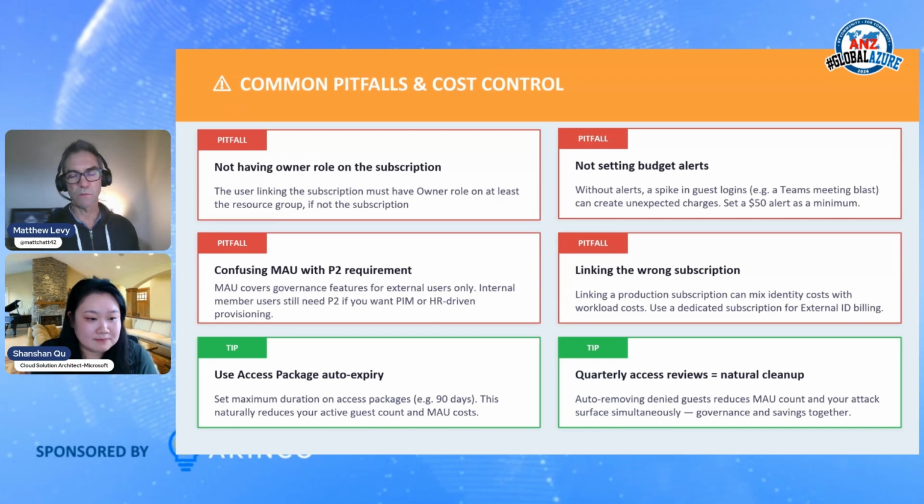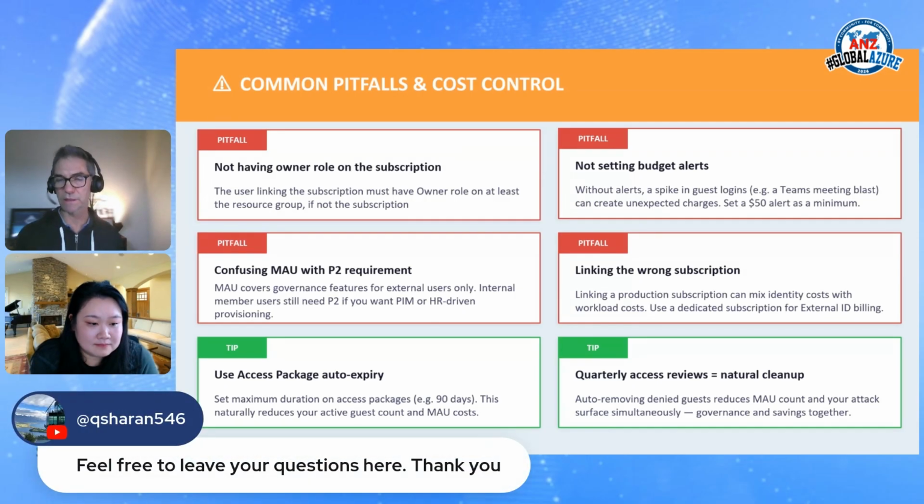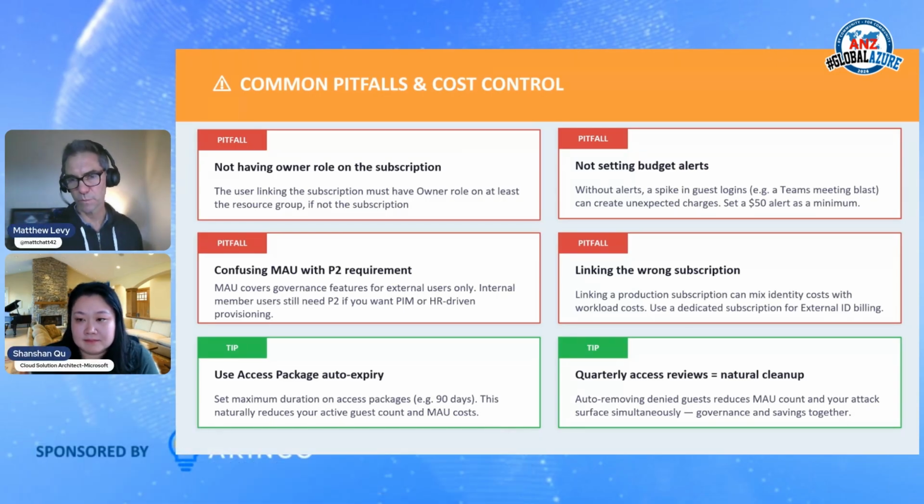The second pitfall is not setting a budget alert before you start. Maybe a large Teams meeting where hundreds of guests authenticate could create a spike and create a surprise from a billing perspective. It takes you 5 minutes to create the alert, a budgeting alert. So just do that.